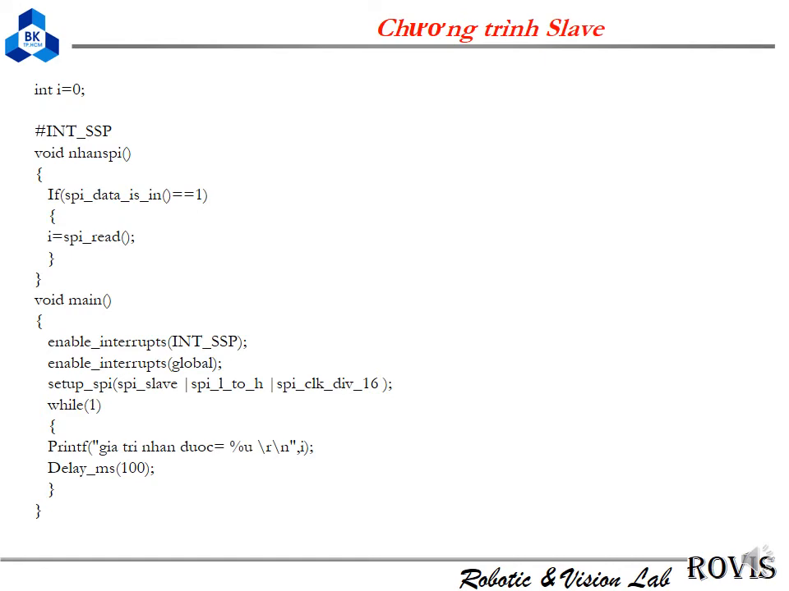And for the slave, you also set up the SPI, also set up the interrupt, and we use the interrupt to receive the data. If the data is equal to 1, that means the BF, the buffer is full. So we read the data, because we use the CCS compiler. After this interrupt, the compiler will do the remaining for you. The interrupt flag is equal to 0, BF equal to 0.